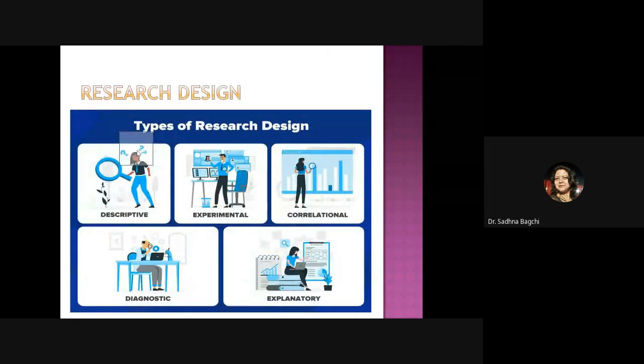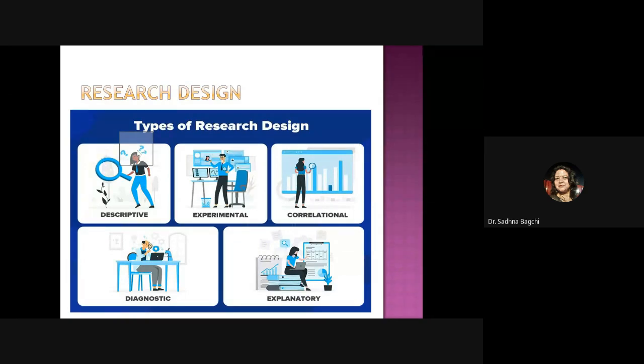Research design is not monotonous for everyone. Research design is basically as per your study. If your study is descriptive, then your research design is different. If your study is experimental, then your research design is different. So you first have to understand which category your study falls in. Is it descriptive? Is it experimental? Is it correlation? Is it diagnosis?